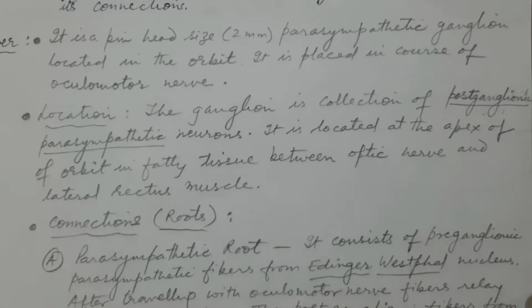Now, as I said, this ganglion is the collection of the postganglionic parasympathetic neurons. So where are the preganglionic parasympathetic neurons associated with this ganglion? Now these preganglionic neurons are located in a nucleus within the midbrain, and this nucleus is called the Edinger-Westphal nucleus.